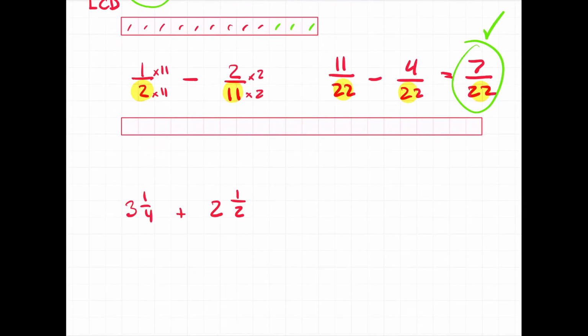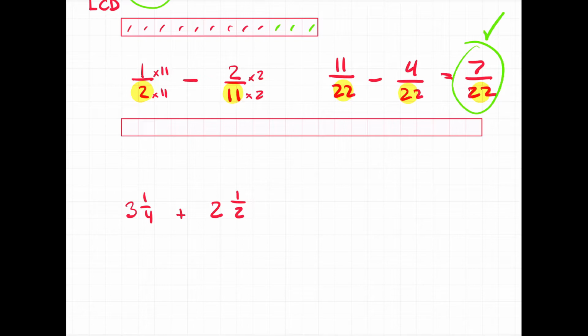Now, what if we're asked to add fractions, but they happen to be in mixed form? Well, in this case, we're going to need to do two things. First, we need to put these fractions into an improper format, then get a common denominator, then we're going to add them together as we did above. So how do we do this? Well, we have 3 times 4, which is 12, and we have 12 plus 1, which is 13, so we now have 13 over 4.